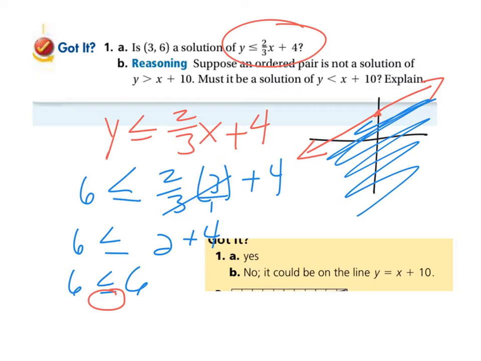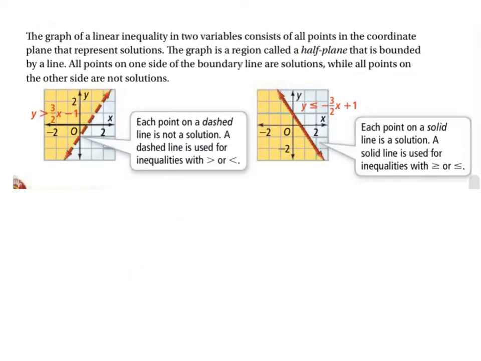So, straight out of your book here, the graph of a linear inequality in two variables consists of all points in the coordinate plane that represent solutions. The graph is called a region, a half plane that is bounded by a line. All points on one side of the boundary line are solutions, while all points on the other side are not.